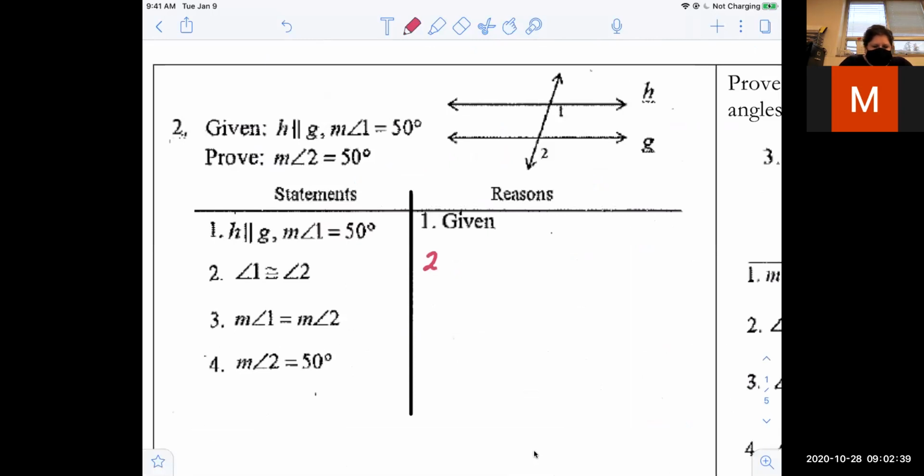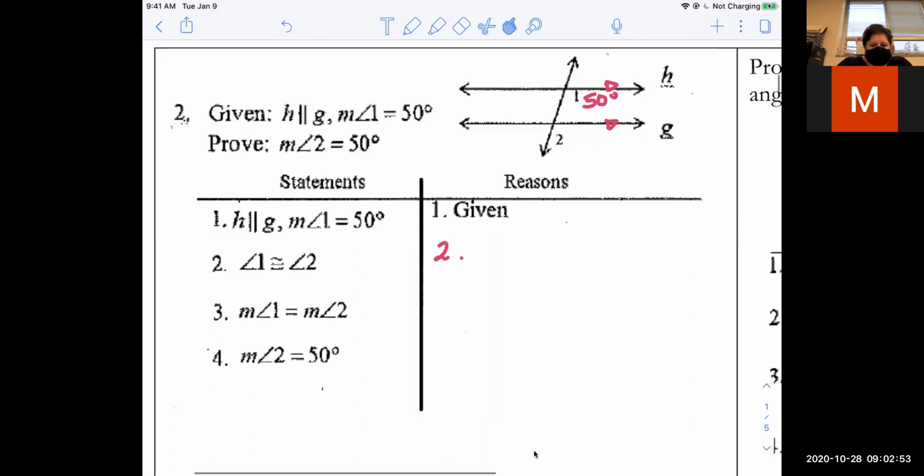So first of all, the given was that H and G are parallel. When they give you information, you should mark it on the picture, okay? They told you the measure of angle 1 is 50 degrees. Please make corrections on this homework and you're going to resubmit it. So I want to make sure you have correct proofs.